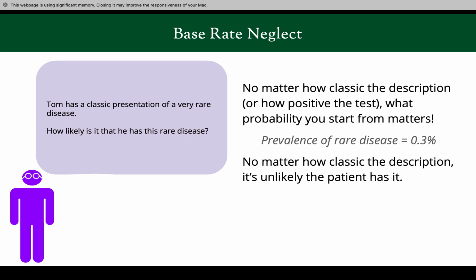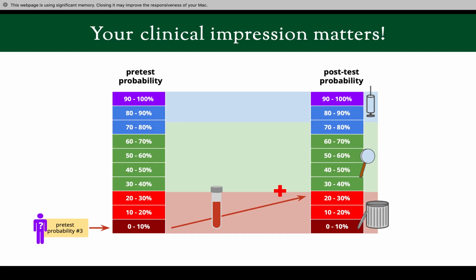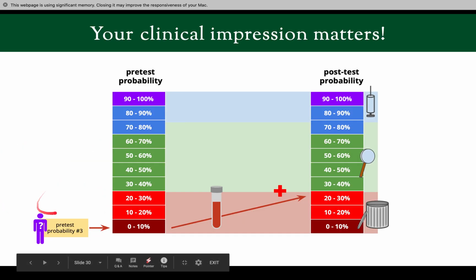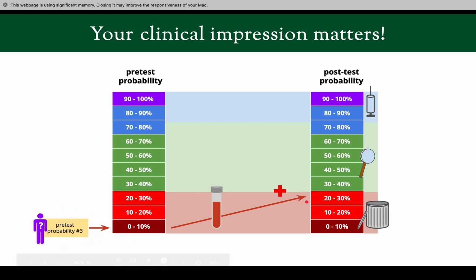And so the same thing can be done with diseases, right? If Tom has a classic presentation of a very, very rare disease, how likely is it that he has that rare disease? Again, it's pretty unlikely because that disease is pretty rare, no matter how classic the description or positive the test. You have to remember what that base rate is, what that pretest probability is. You have to remember from where you started. Okay. And so that's what's important. Your initial impression matters because that's where you are going to go up and down from.